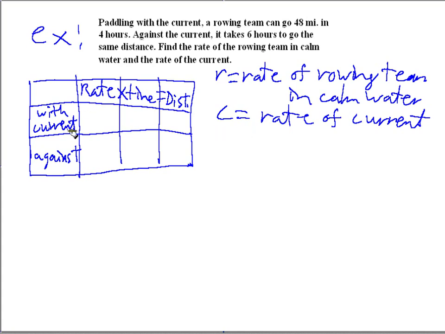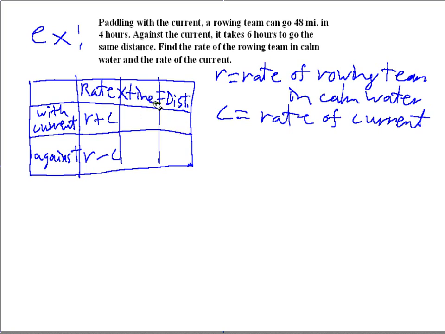Again, how fast are we going if we're going with the current? Well, if I'm going with the current, that means the current is helping me go faster, right? So it's going to be R plus C. If I'm going against the current, well, the current is slowing me down. So R minus C, just like we did with the rate of wind problem. R plus W, R minus W, right? Same thing, same concept. So the setup for the rate of current problem is basically identical to the setup for the rate of wind problem.